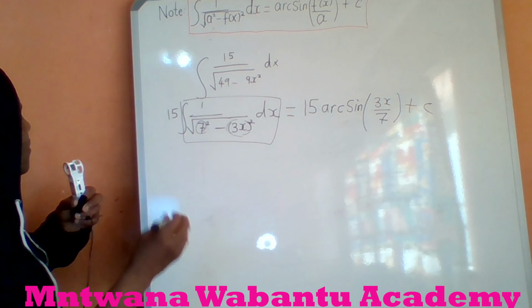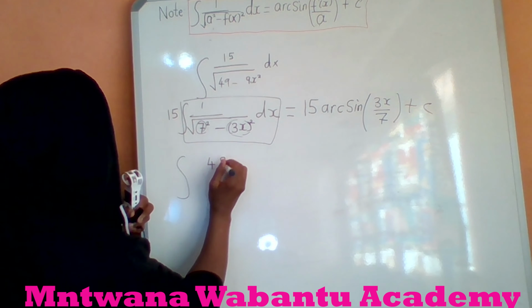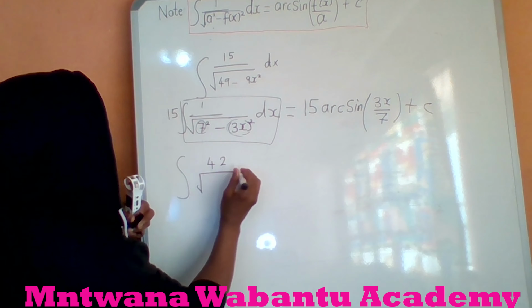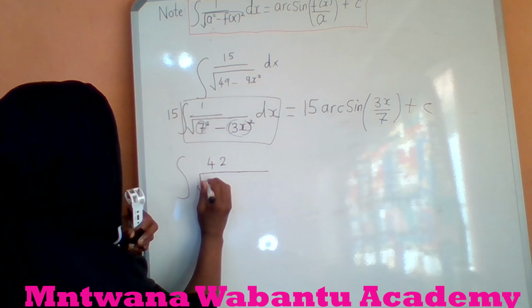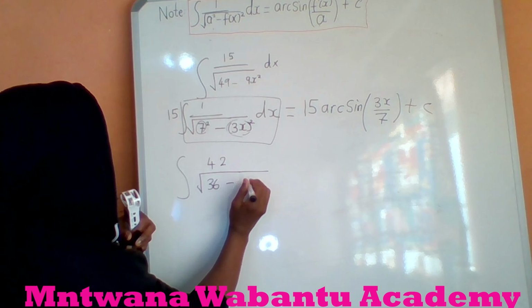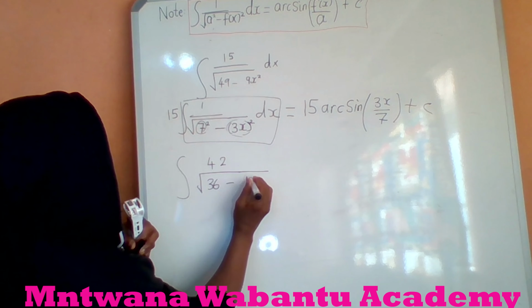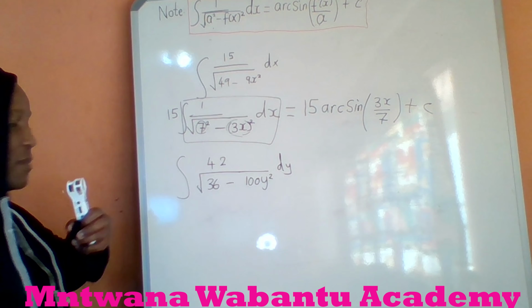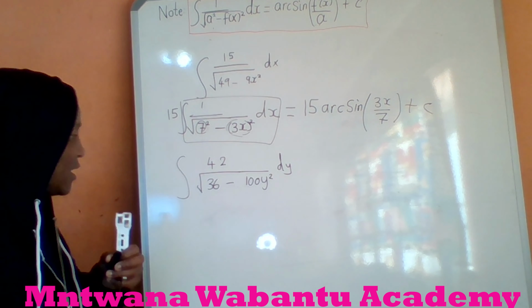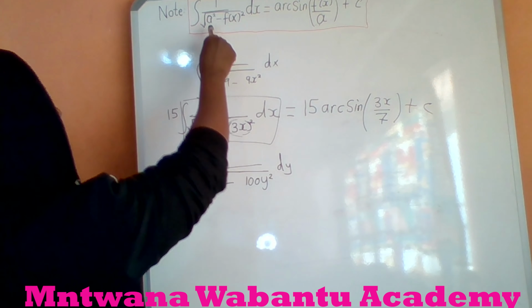For example, let's say one more. Somebody gives you, let's say 42, and then square root of 36 minus 100y squared dy. Because now we differentiate everything with y. So let's solve it. If there is a root, it means there's a possibility it has to look like that.